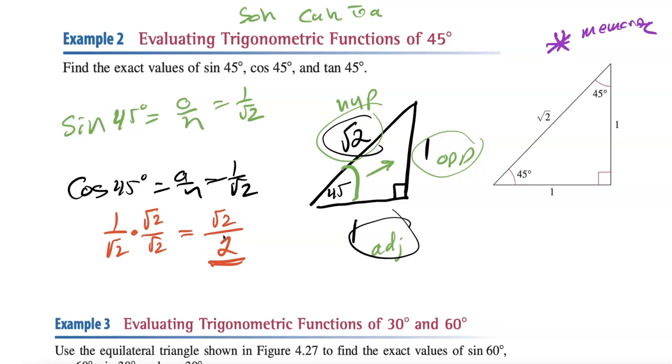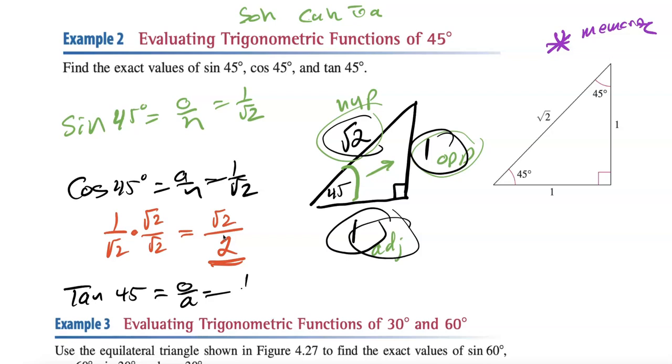Okay, so we got to do tan of 45. So SOHCAHTOA, opposite over adjacent, and that's going to be 1 over 1, which is just 1. So those are the exact trig functions for 45, and it's something we're going to do a lot over the next chapter. So you have to get used to your 45, 45, 90 triangles.